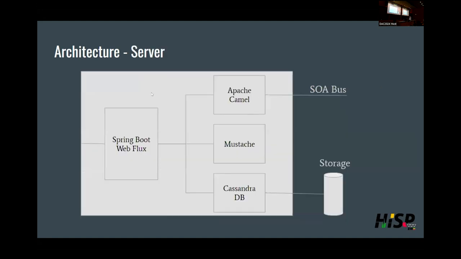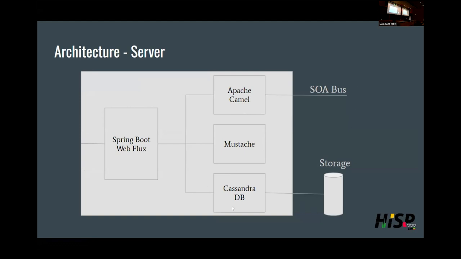And then on the server side, we're using Spring Boot with Webflux. This is the front end that receives information from the client. Then we use Mustache just for the UIs for the server, then Apache Camel that would send data using a message-oriented, service-oriented architecture to the service bus, and that's how we send information to DHIS and to FHIR.